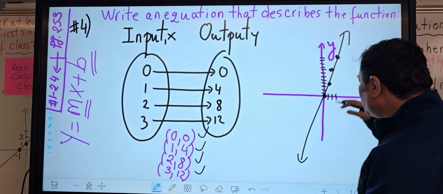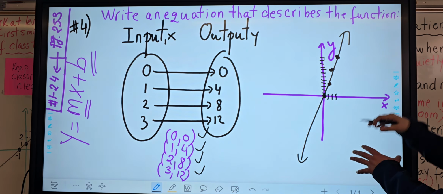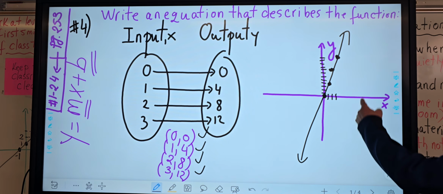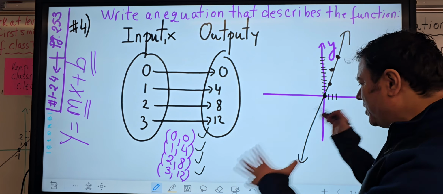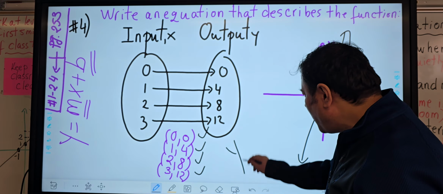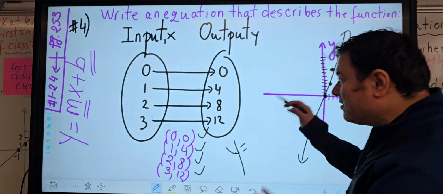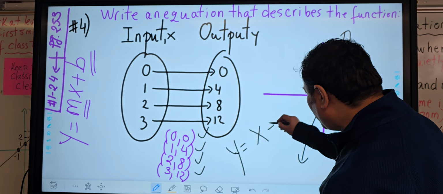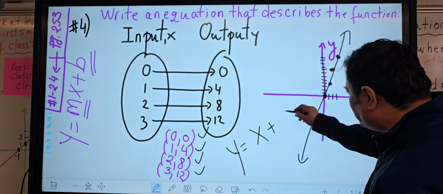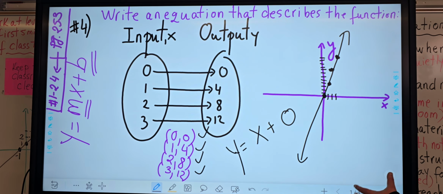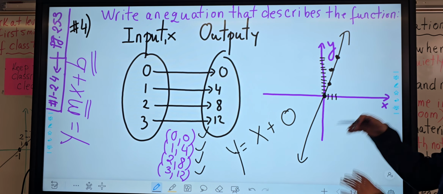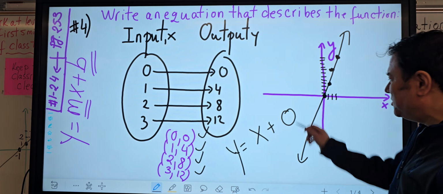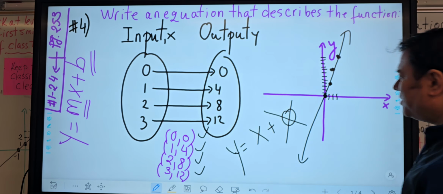And we see that the line goes through the origin. So we know that the y-intercept is 0. So our equation is going to be y equals, we're going to find out the slope, and it's going to be times x, and then plus the y-intercept, which is 0. But remember, 0 doesn't count because it's 0. So we do not even have to put it in the equation. So we're going to take away the 0.